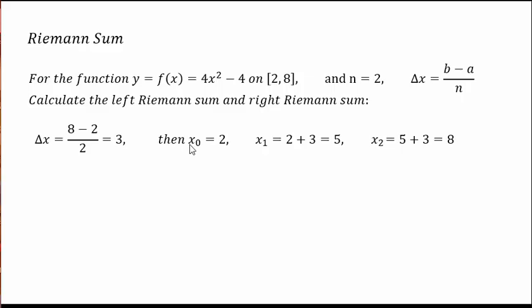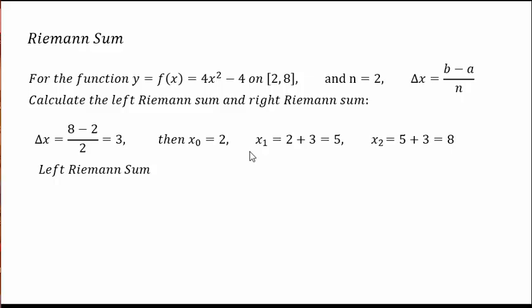So we start at 2, since that is our lower bound. So that is x of 0. And then our next step is we add 3 to that number, so we get 5. And then we take one more step to get 8. So these are our points, and we have two divisions.